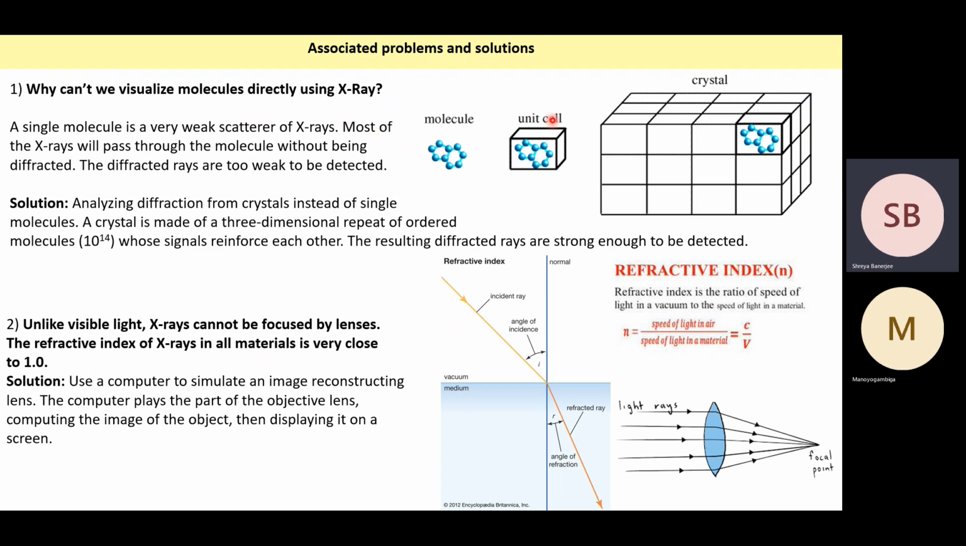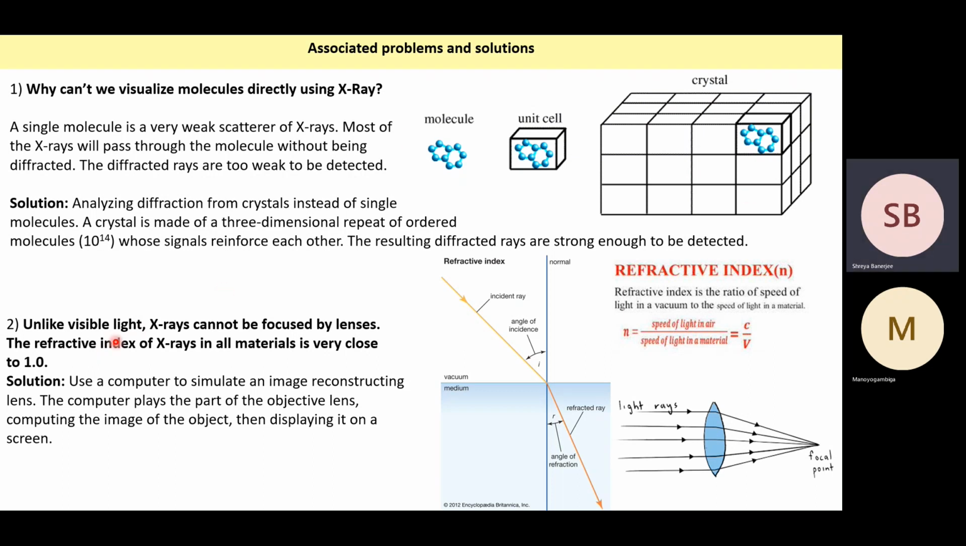So from a single molecule, if we do the X-ray, then the intensity will be so low that we cannot reconstruct the atomic positions. That is why from the molecule we get the crystal, because a crystal is made up of three-dimensional repeats of ordered molecules, which can be as much as 10 to the power 14 molecules. And so the diffraction from crystals is such that the intensity becomes much more. And so crystals are used and not single molecules for X-ray diffraction.